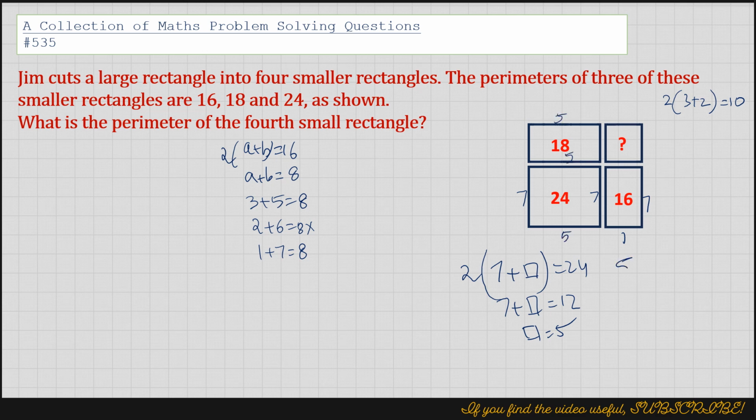Now we can do 5 plus an unknown width, twice of which is 18, so 5 plus an unknown width is 18 divided by 2, which is 9. So my unknown width would be 4. I'd write here 4 and 4, and 1, 1 and 4. So the perimeter once again is twice of 1 plus 4, that is 10. So obviously the perimeter of the 4th small rectangle equals 10.